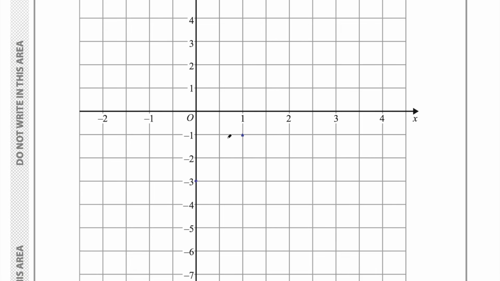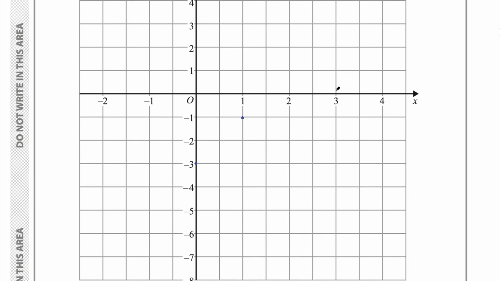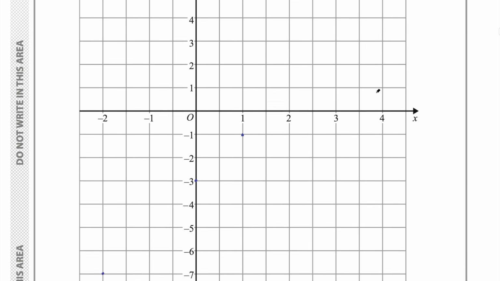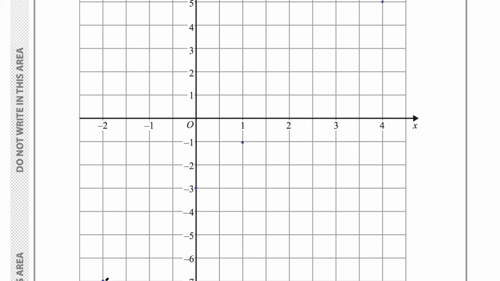And the domain is from negative 2 to 4. So I need to draw this graph from negative 2 on the x-axis, so it's going to be down here, to 4 on the x-axis, so it's going to be up here. Okay, and then I just need to draw my straight line all the way across the graph. And I'm done.